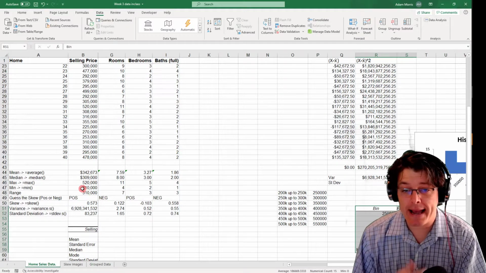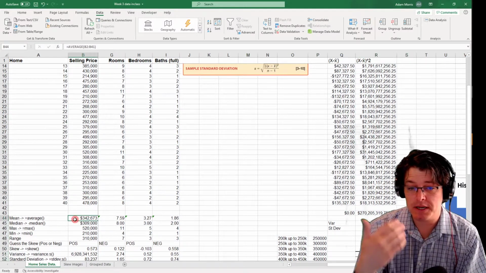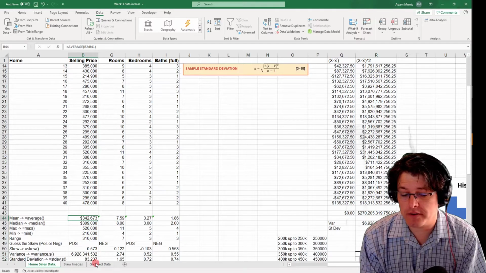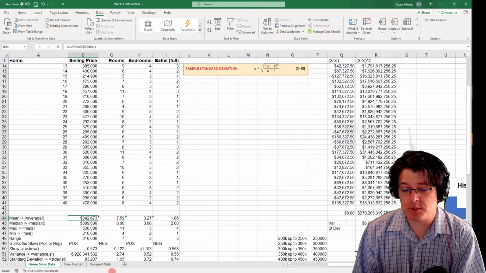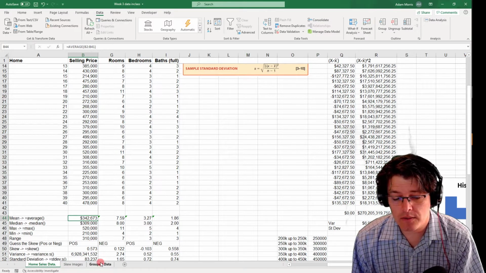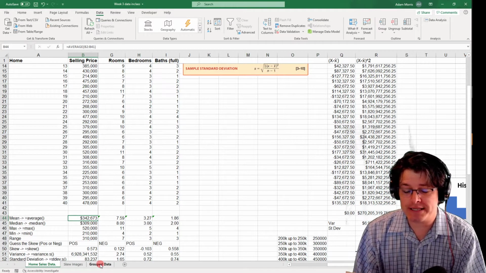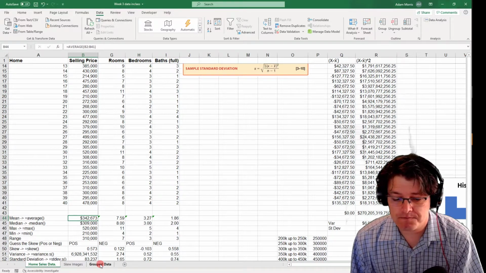Okay, and let's jump back. And in fact, that was a pretty good guess because the mean was actually 342. Okay, we're not always going to have that to reference, but in this case we do. And so that grouped data was a pretty good estimate of the actual values.